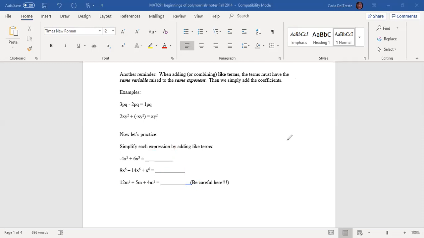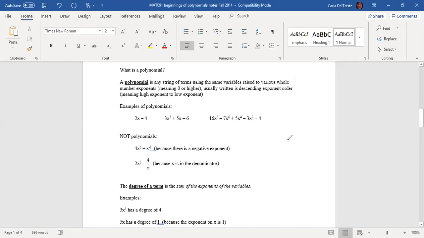Okay, if we keep going down the page, now we get into specifically polynomials. So polynomials are strings of terms raised to whole number exponents. They're usually written in descending exponent order, which we'll talk about later, meaning the highest down to the lowest. So some examples of polynomials would be 2x minus 4, plain variables raised to positive whole exponents.